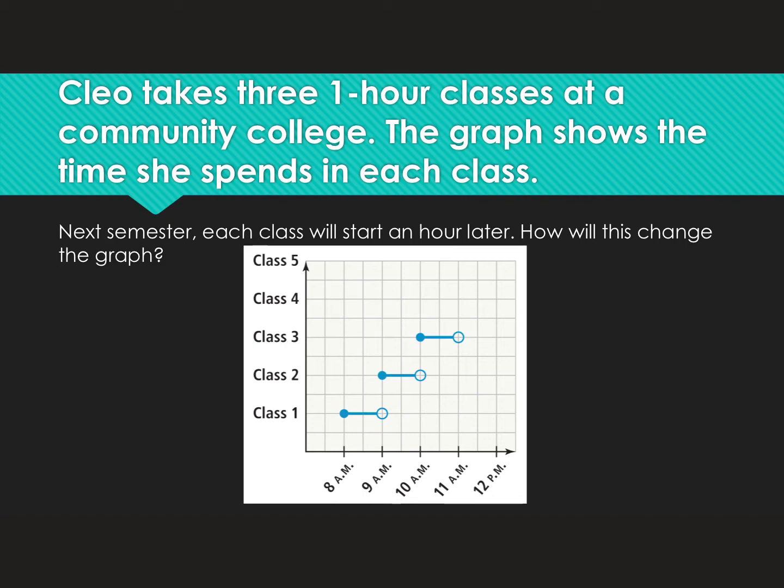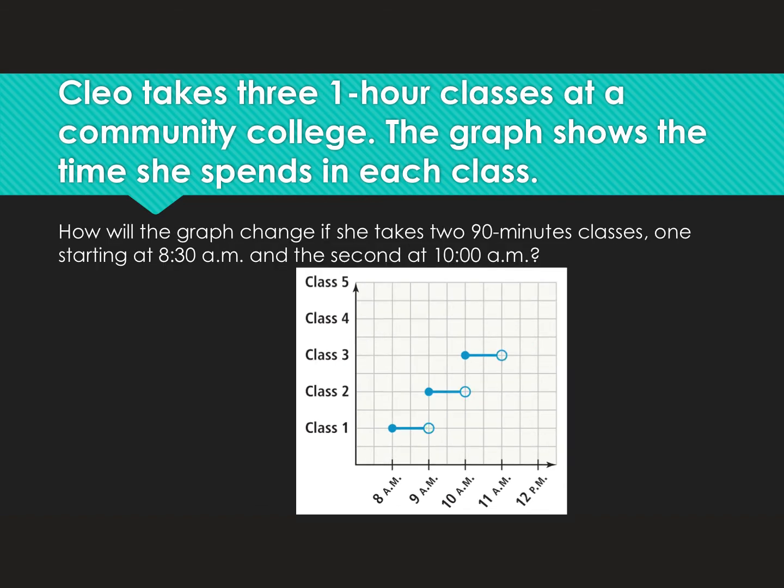So let's think about that. Let's try to graph this. I'll use green for this one. So if each class started an hour later, instead of starting at 8 o'clock, my first class would start at 9. I get an open circle here. My next class would start at 10, open here, and the next class would start at 11, go there. Okay, so that's what would happen if they each started an hour later.